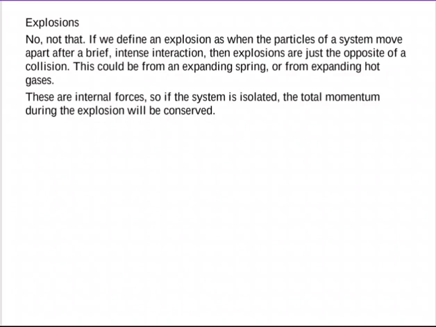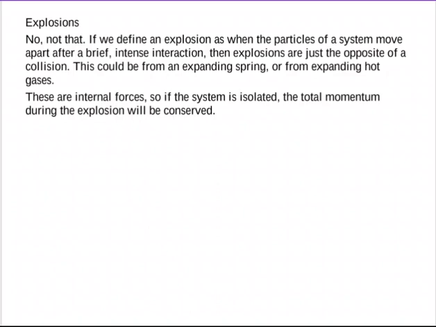That's what the definition for explosion would be for us in this class. Not as fun as it sounds, but they can be. So the explosions are just the opposite of a collision. Objects coming together are colliding. Now, if we were together and we explode apart, that's all it is.